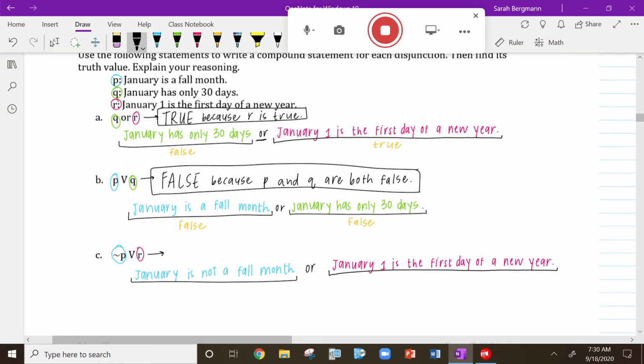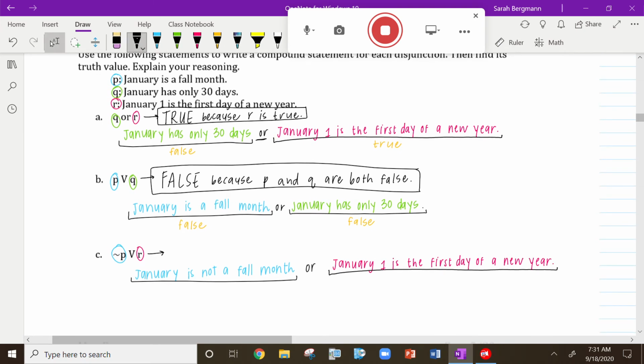Next, we have not P or R. So I wrote out statement P with a not in the middle. So January is not a fall month. This is true. Or January 1st is the first day of a new year. This is true. So overall, I have true. When at least one of these is true, the overall statement is true for a disjunction.